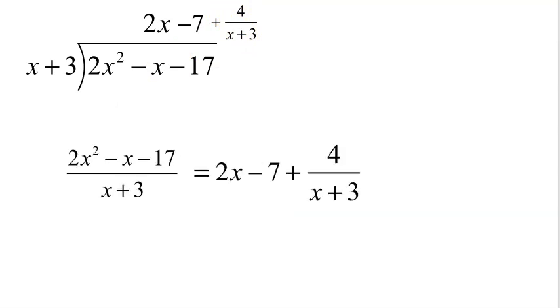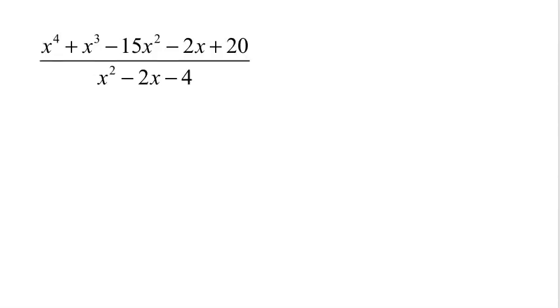Now let's take a look at one more. This time I will have a more complex type problem, but the procedure is always the same. So we have x to the 4th plus x cubed minus 15x squared minus 2x plus 20, all divided by x squared minus 2x minus 4. So this time my divisor is a trinomial. It has 3 pieces, but the process is the same.